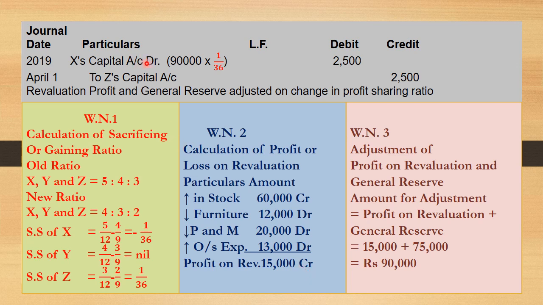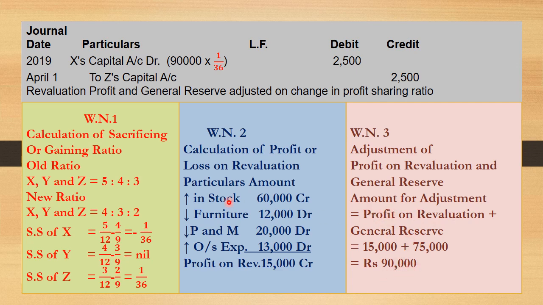That's why we are passing the entry gaining partners capital account to sacrificing partners capital account. If loss had come here, the entry would be sacrificing partners capital account to gaining partners capital account. But in this question, profit is there. Now we will compute the net result of general reserve and profit on revaluation. When we compute the net result of profit on revaluation and general reserve, we will get 90,000. That is our working note number 3.